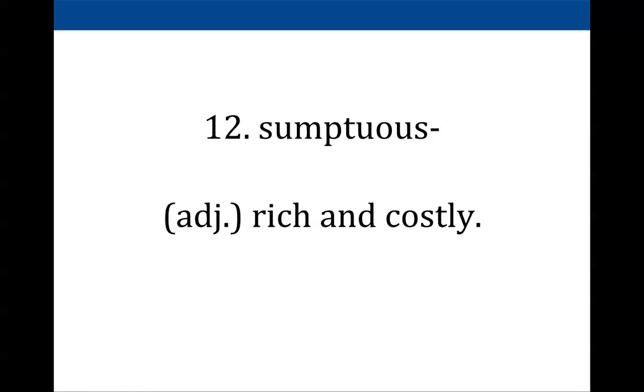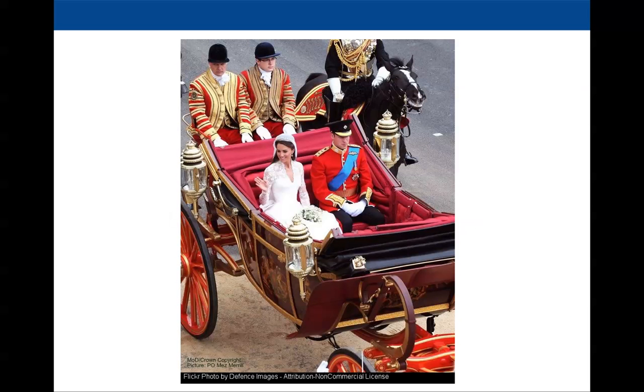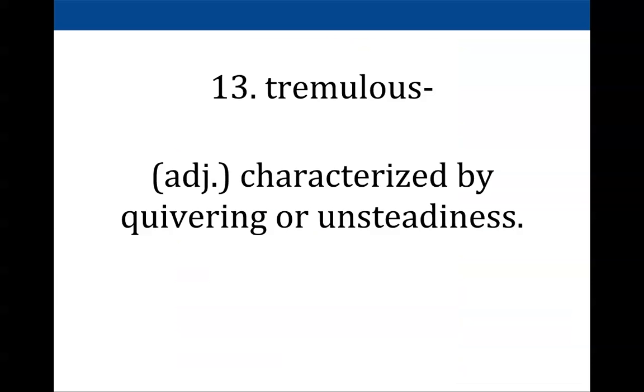12 is sumptuous, and something that is described as sumptuous is really rich and costly. So the furniture in a person's house who we would describe as affluent, which was a previous SAT word, probably has very sumptuous furniture, items in their house that were very rich and very costly. So think about that when you're thinking of sumptuous. You might think of William and Kate and what might be around them in their home is probably quite sumptuous. I mean, just look at the carriage that they're in right here, sumptuous.